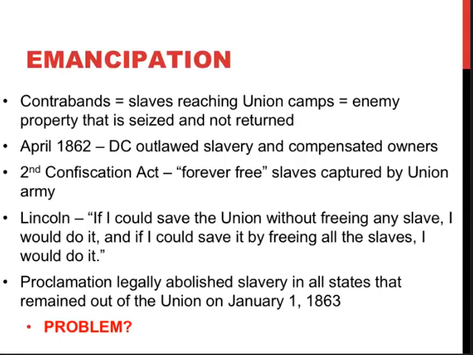By 1863 there was a turning point. There were slaves reaching the Union camps. There was enemy property that was seized and not returned. By April 1862, Washington, D.C. outlawed slavery and compensated its owners. So if you had slaves in Washington, D.C., they would pay you and the slaves would become free. You had the Second Confiscation Act, forever free. If the Union Army captured you, then those slaves would be free forever.